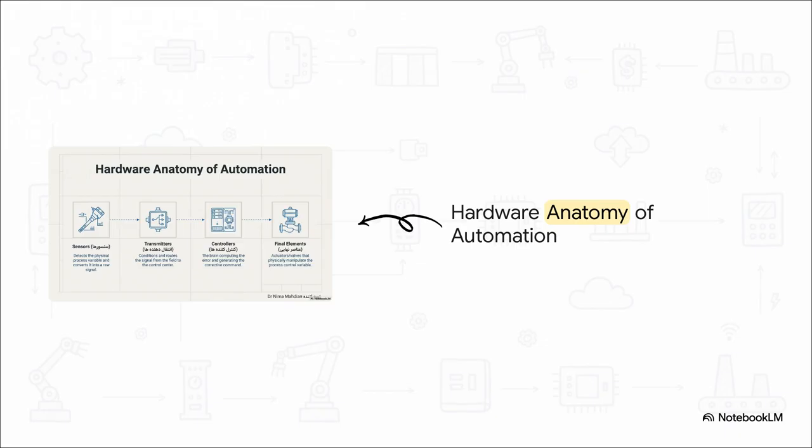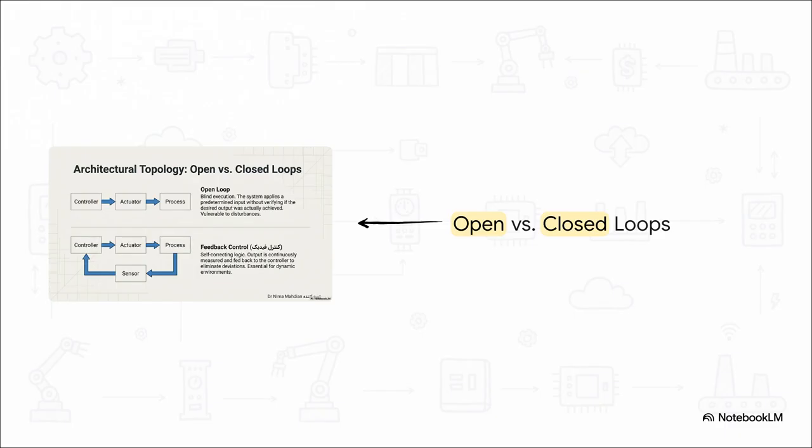Next, the controller, our brain, receives it, computes the error, and decides exactly what to do. Finally, it shoots a command down to the final element, which is usually a physical actuator or a valve, telling it to actually open up or close down the flow of liquid. Now, how do we actually wire these components together?